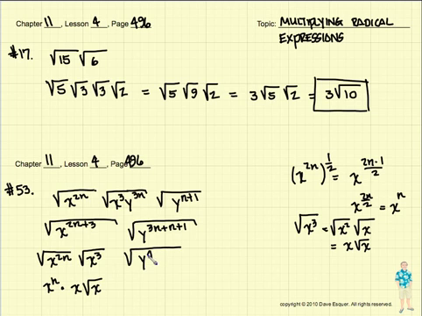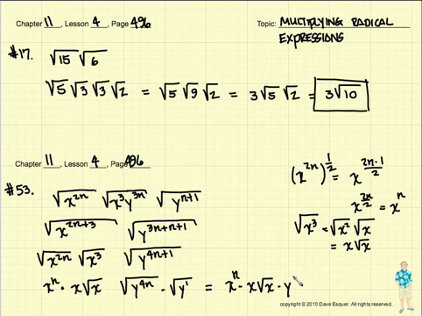Now let's work on this second part over here. This gives us y to the 4n plus 1. And we're going to go back and break those apart: y to the 4n times the square root of y to the 1st. Well, we know the square root of y to the 4n is y to the 2n. So if we simplify all this mess, we end up with x to the n times x times the square root of x times y to the 2n times the square root of y to the 1st power.